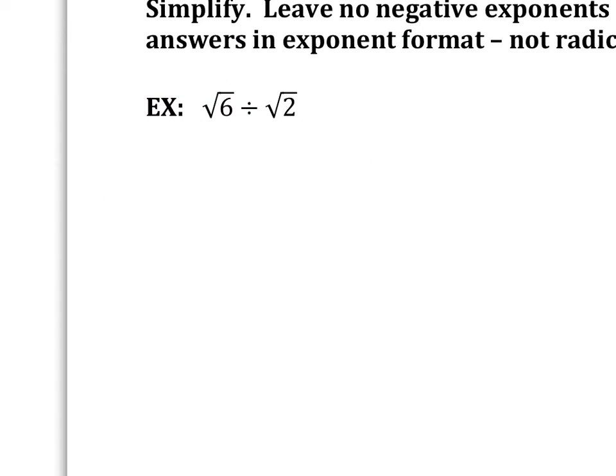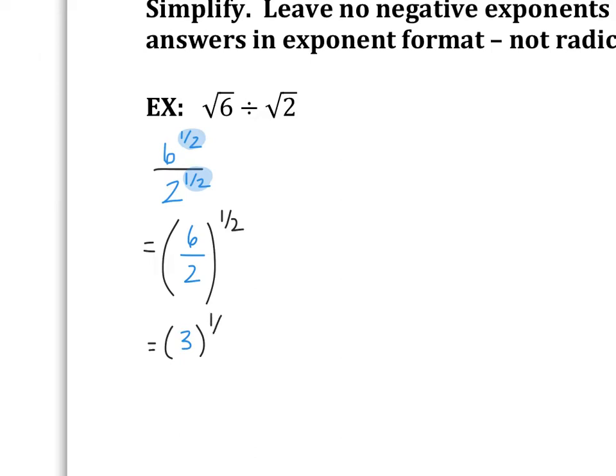The square root of 6 divided by the square root of 2. First, let's switch to exponential form. So the square root of 6, we should get 6 to the 1/2, and we're going to divide by 2 to the 1/2. Now remember, in order to combine these, we either need the same base or the same exponent. What we should notice is our exponent is the same, so we can rewrite this as 6 divided by 2, raised to the 1/2. We work inside the parentheses first, and 6 divided by 2 is 3, raised to the 1/2. And this is as good as we're going to get. So here is our final answer.